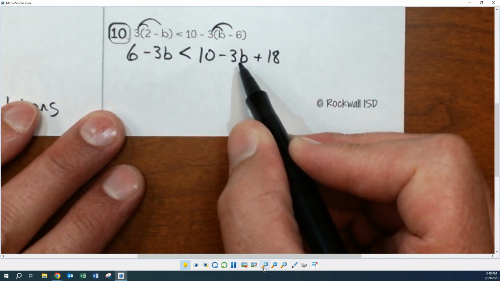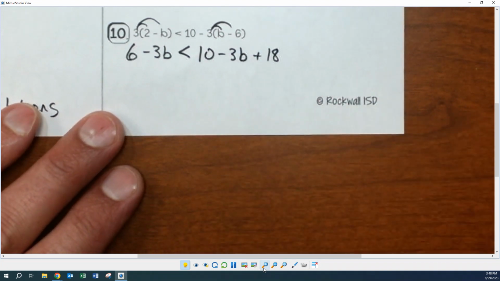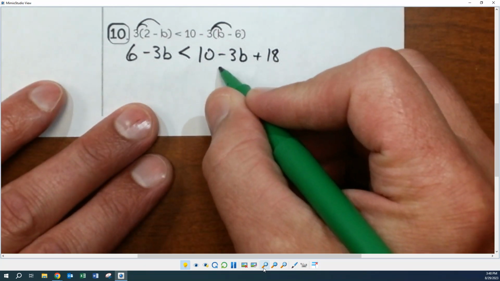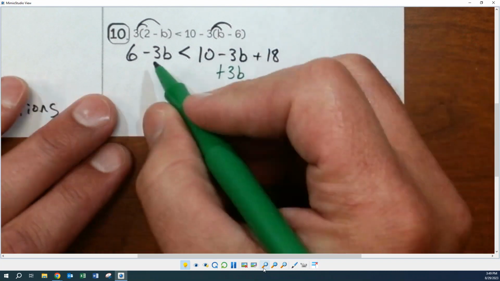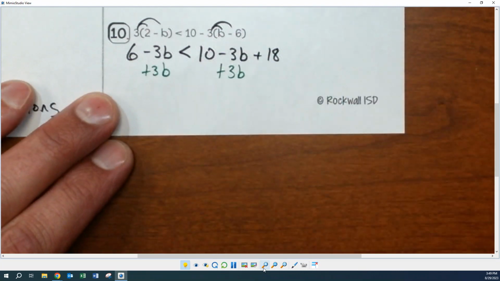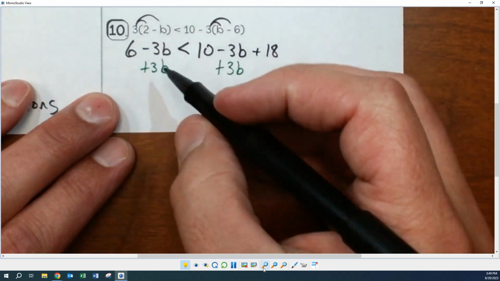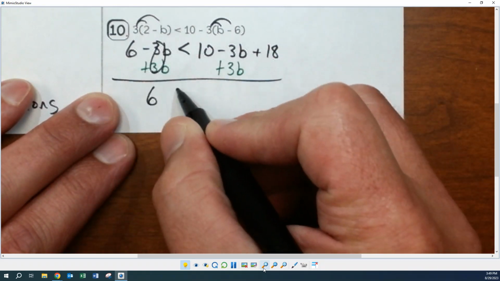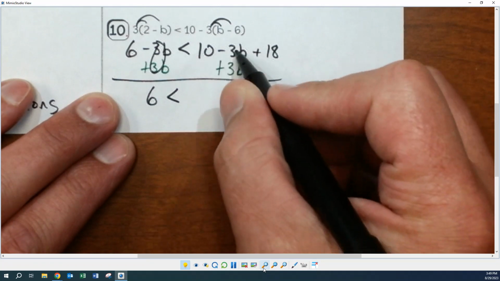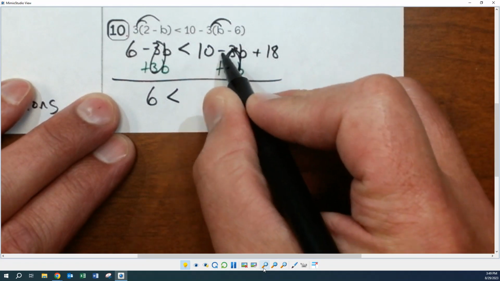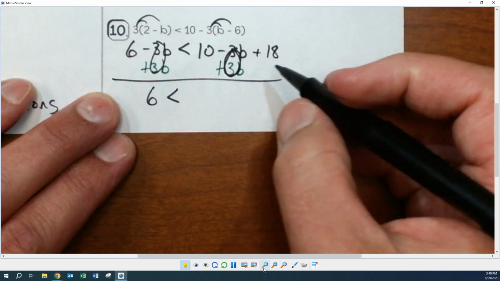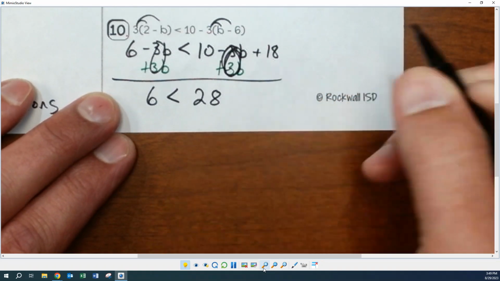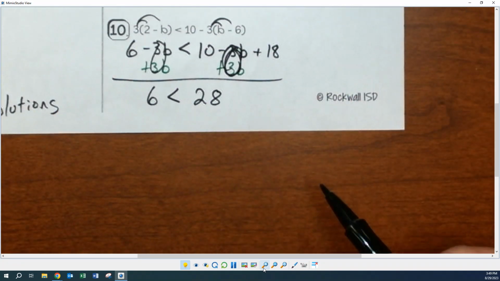What I'm going to do is I'm going to move this 3b. I have plus 3b. I'm going to do that on both sides, which means this zeroes out. I have 6 is less than. This zeroes out, and I'm left with 10 minus 18. I'm sorry, 10 plus 18, which is 28. So 6 is less than 28, which is true.